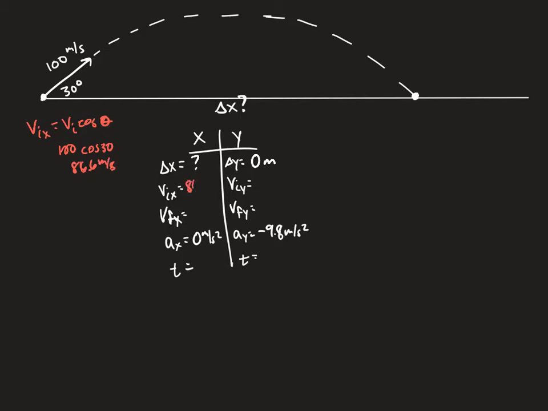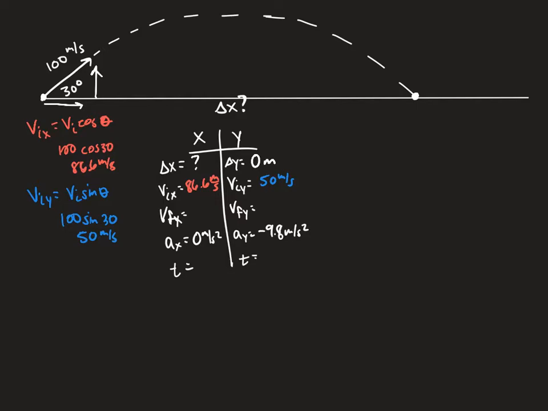Sorry, that's pretty nasty. 86.6 meters per second. Then my y component is going to be initial v sine theta, which is 100 sine 30, which ends up being 50 meters per second. And notice they are both positive because this is pointing to the right and it's pointing up. Both of those are positive directions.